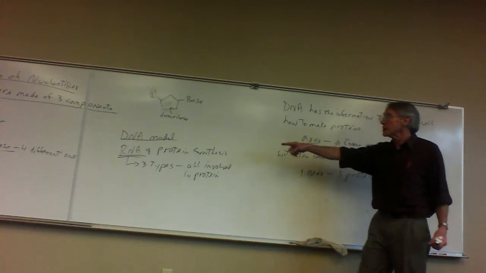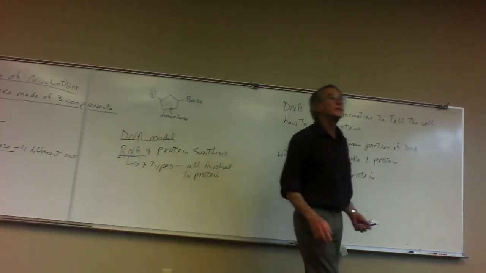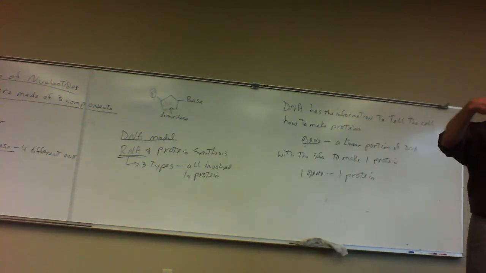Next time we're going to see how DNA gets together with RNA. We make RNA, which are copies of DNA, and they go down to ribosomes and so on.